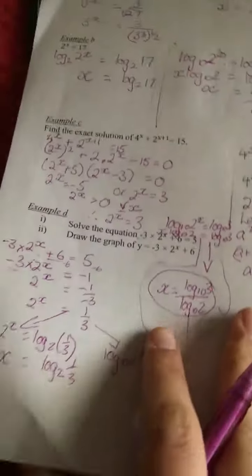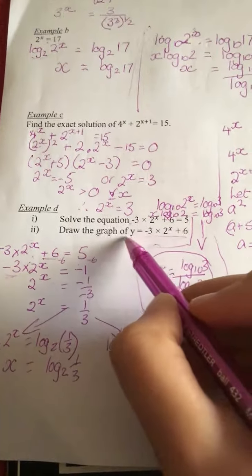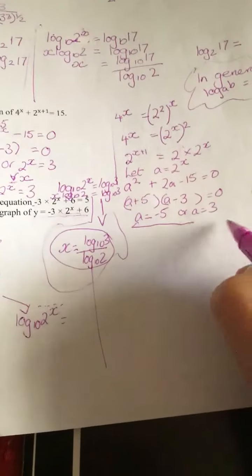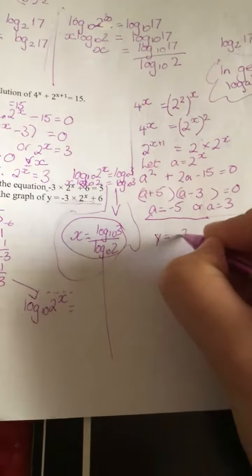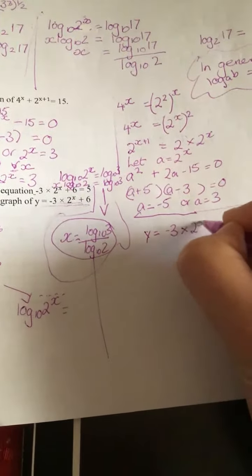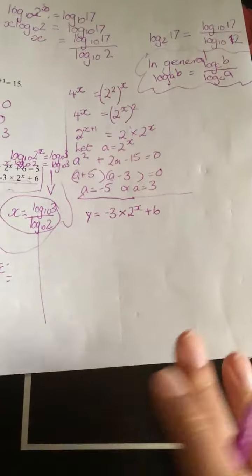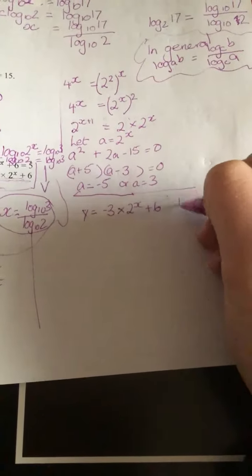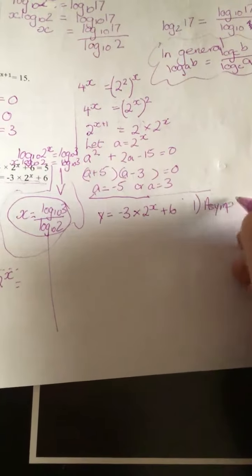Now how do we draw the graph, second part of the question? Y equals -3 times 2 to the x plus 6. Alright, so let's draw this graph. When you're drawing logarithmic graphs and exponential graphs, you just have to think about your asymptotes and your intercepts.